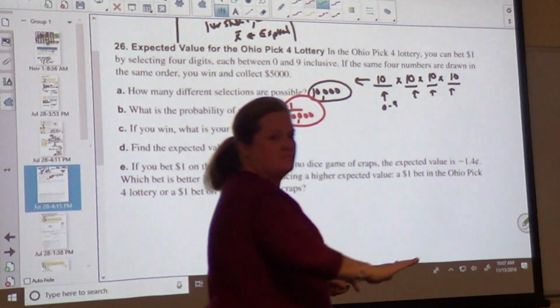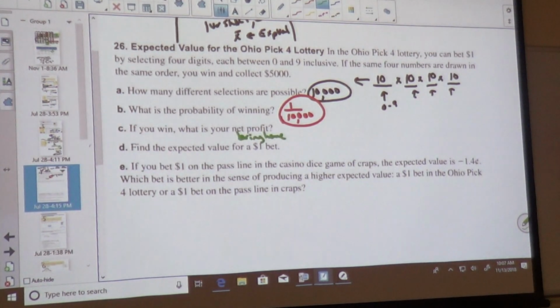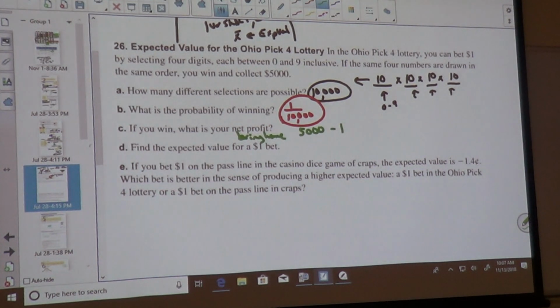Oh, yeah, mine was: you won $5,000, but you paid $1 for that ticket. So you actually brought home $4,999. This is what you won, but you had to buy a ticket. Yay?